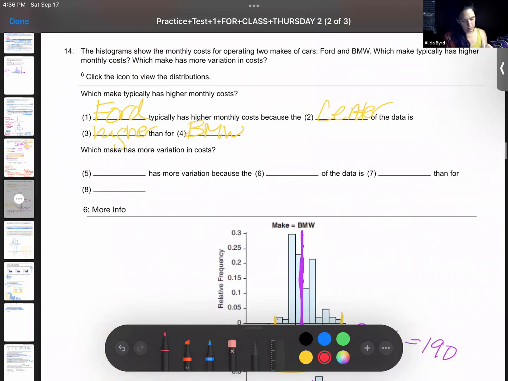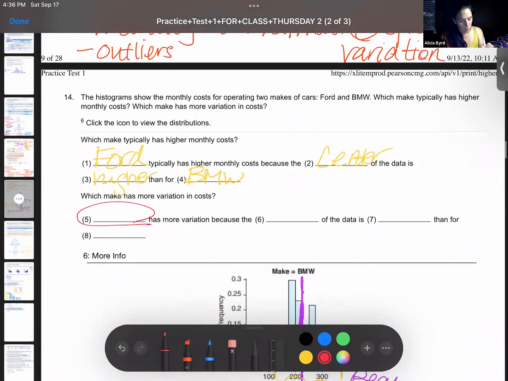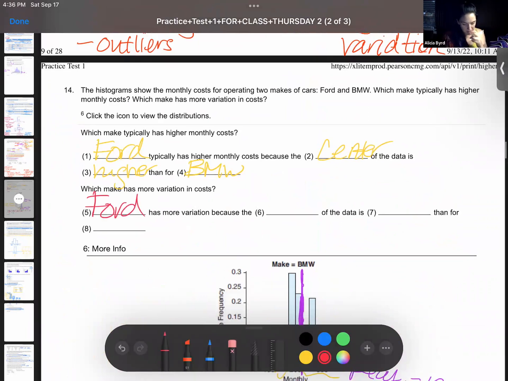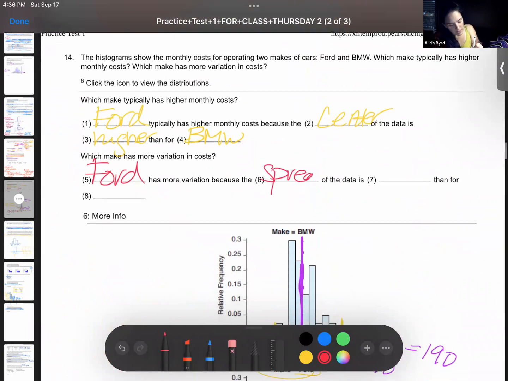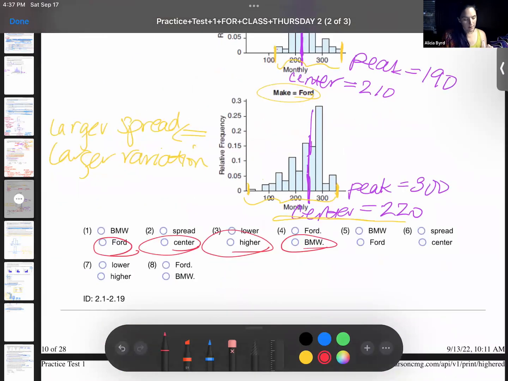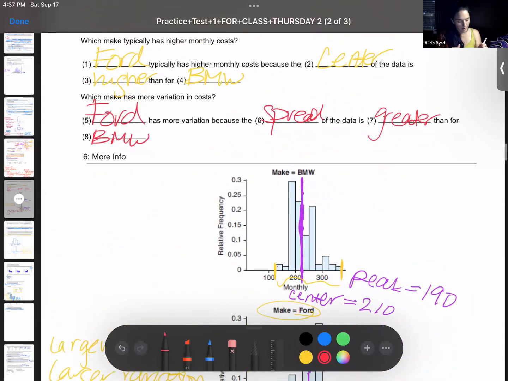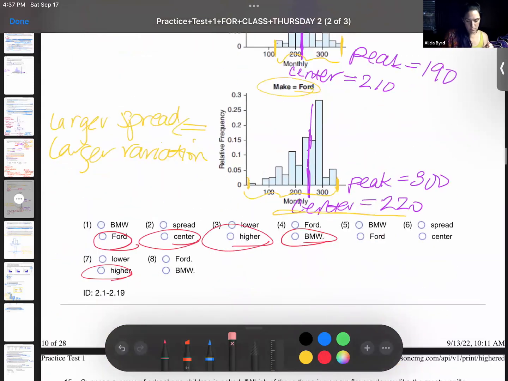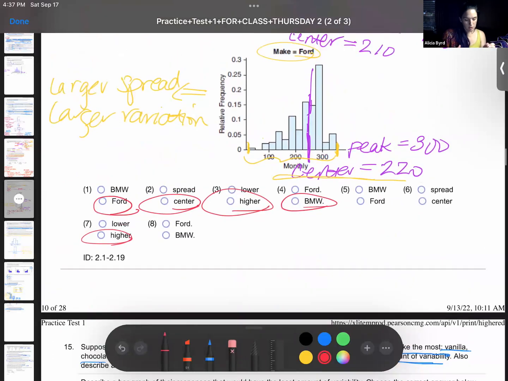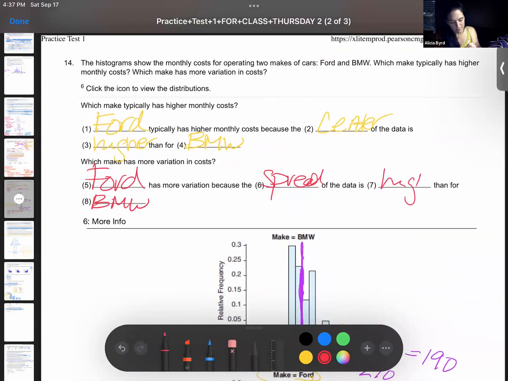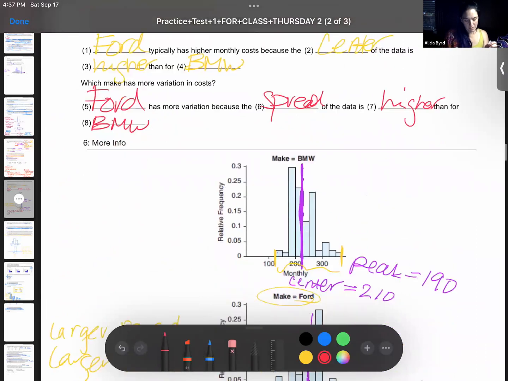Okay, now let's come here, number 5. Which one has more variation? We said Ford, right? Ford had more variation. Ford has more variation because the spread of the data is greater, or wider, than for BMW. Let's see what they said. Is higher. Okay, so they used higher on that one too, so greater, higher. And they use spread, that's interesting. So the spread is higher than BMW.